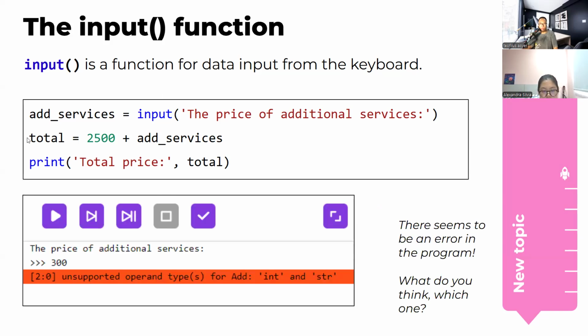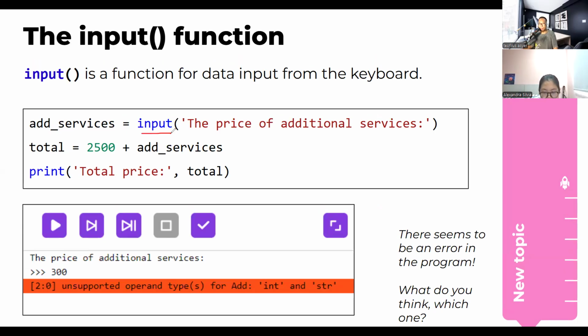Okay, now I want to ask you, let's say that I'm already using input here, and you have to input the price. And I want to do some math, 2,500 plus the answer from you. And when I try to run it, let's say that I mention 300. Instead of you getting the answer, I actually get an unsupported operand type error. Do you know what caused this error?